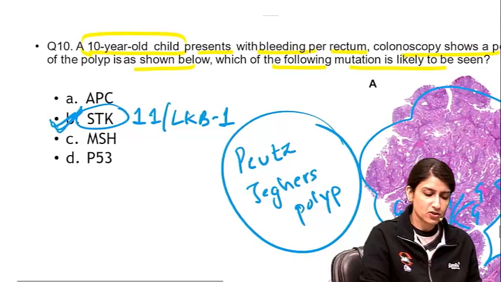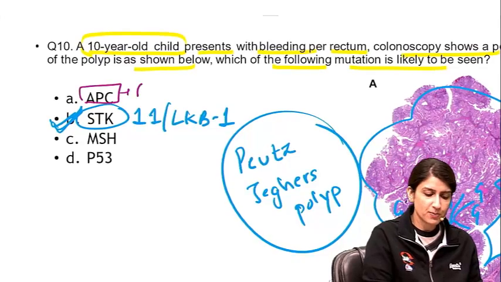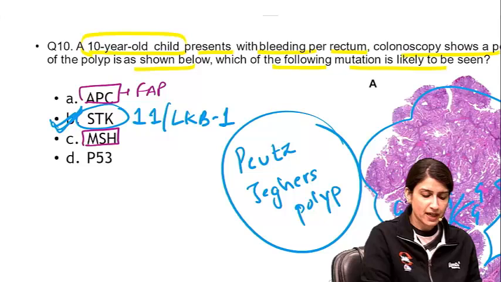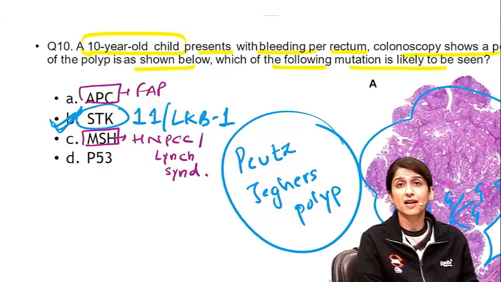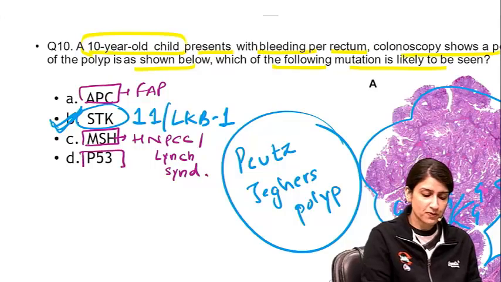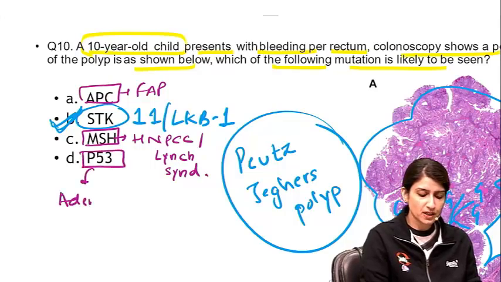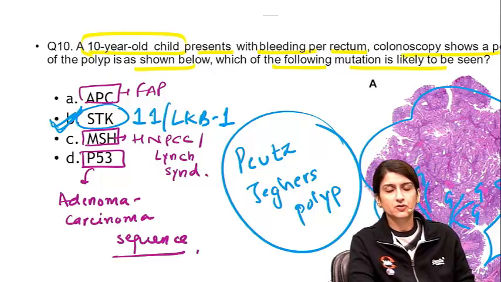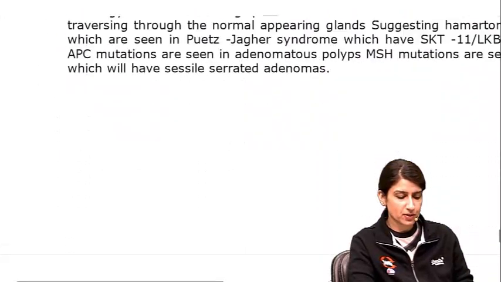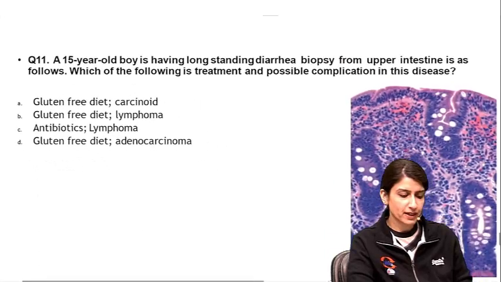But if I look at the rest of the options, APC से क्या होता है? APC causes FAP. MSH से क्या होता है? Yes, HNPCC. Another name for HNPCC is what? Lynch syndrome. This is MSH is what? This is a MMR gene, right? What about P53? P53 was involved in the adenoma carcinoma sequence of the polyp. Okay? So this was all about your rest of the options as well. Now moving ahead to my next question.